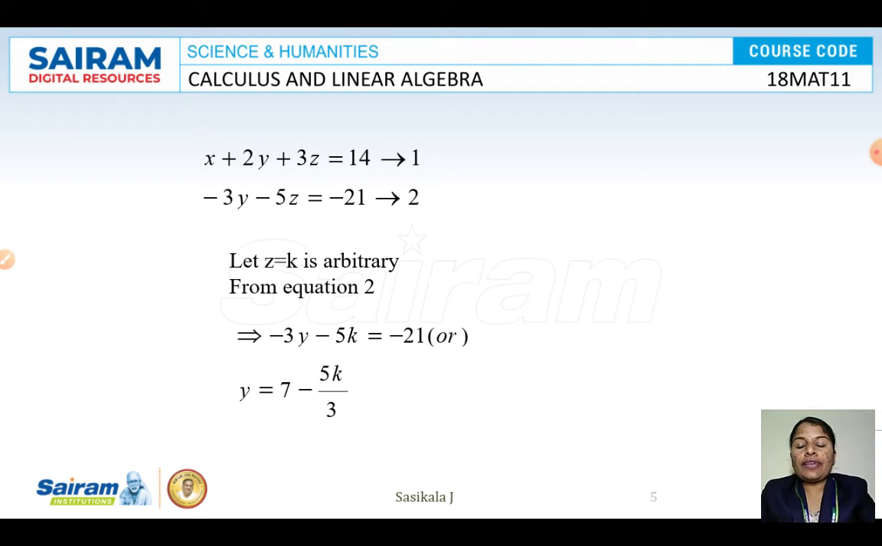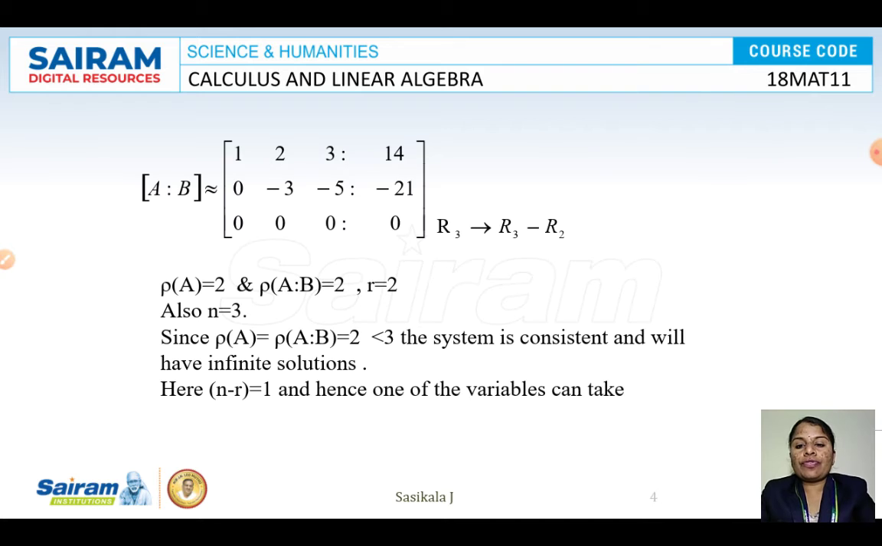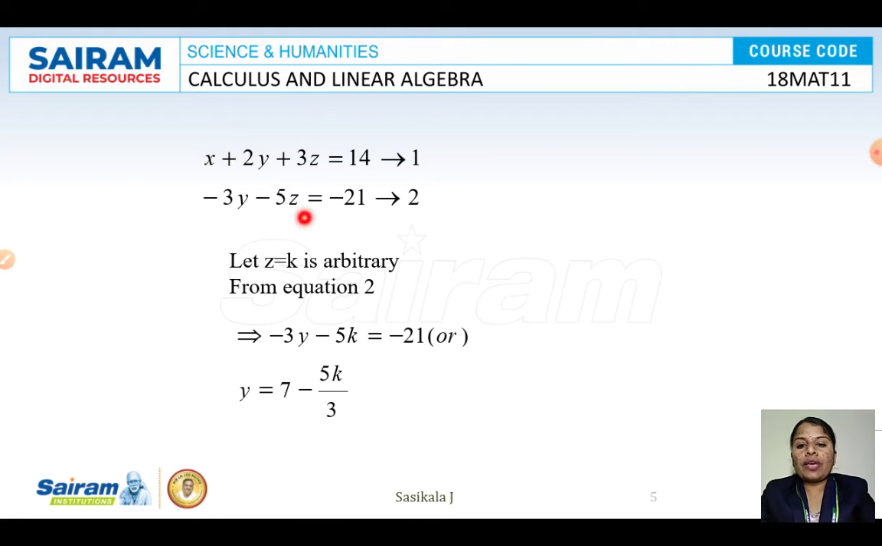So for that, first you can write from the two equations: x plus 2y plus 3z equal to 14, and minus 3y minus 5z equal to minus 21. Okay, equation number 1 and 2. Now what will happen?